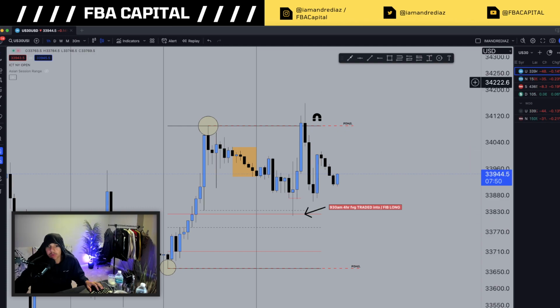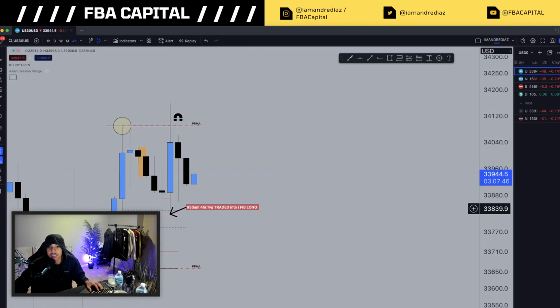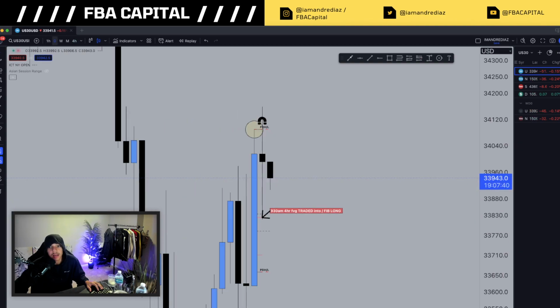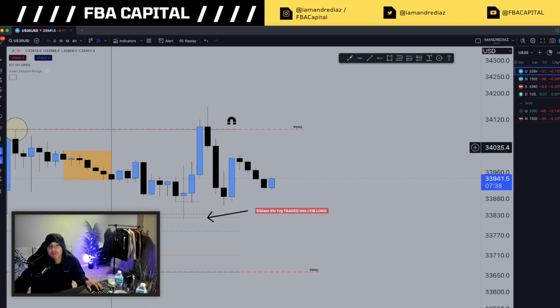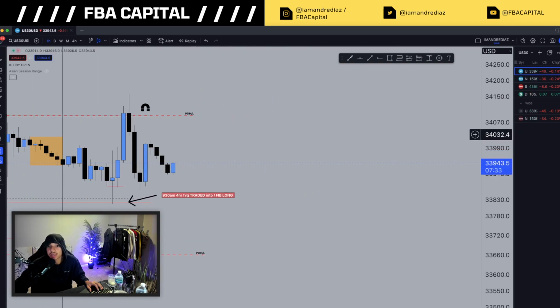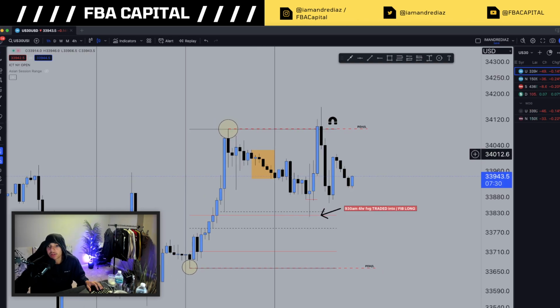There was a 4-hour fair value gap that was already built in price. And all I simply did was wait for it to trade into it at a specific time when price was already bullish. I tried to keep it simple. There was not really much thought behind this trade idea. Now, this isn't a trade that I actually took, but this is a trade idea that I did call out.